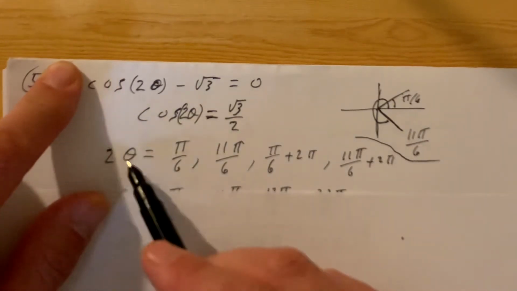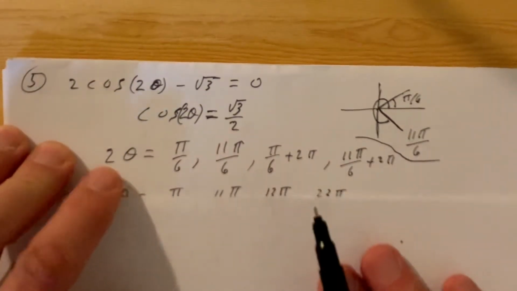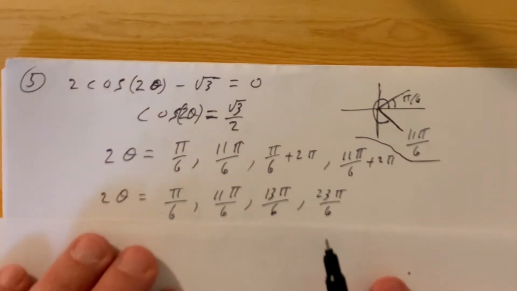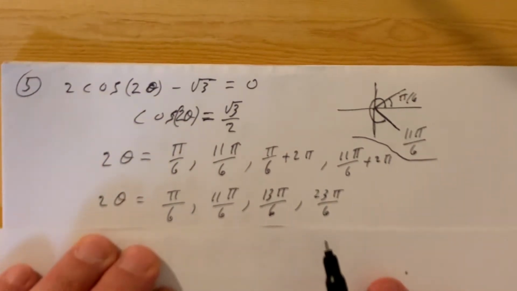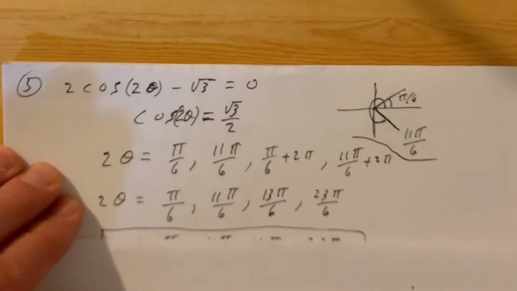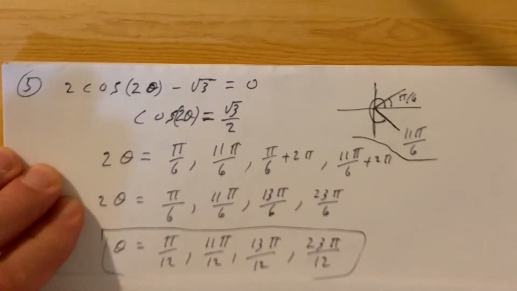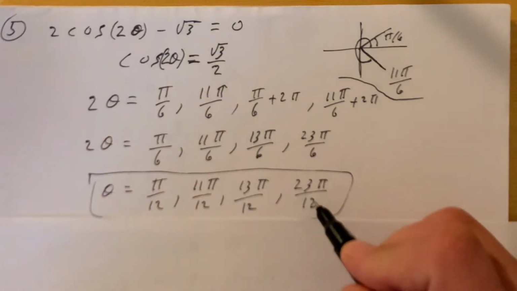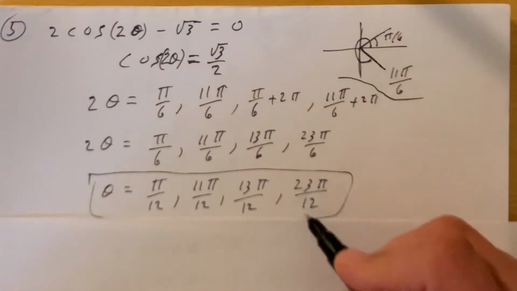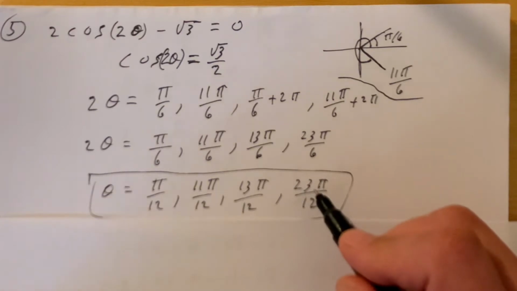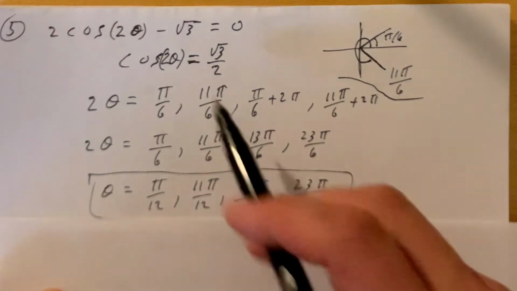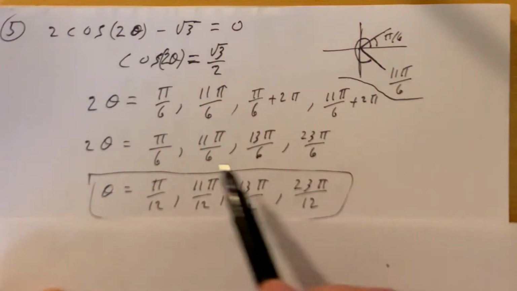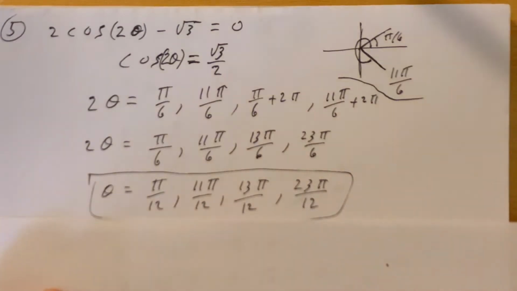Okay, so these are the answers for 2 theta. Once you've got that, now you have your 4 possible answers. Now when you divide them by 2, you're going to have answers that are between 0 and 2 pi. Okay, so 2 pi would be 24 pi over 12. 23 pi over 12 is just less than that. So when you have 2 theta there, you could have as many as 4 answers.